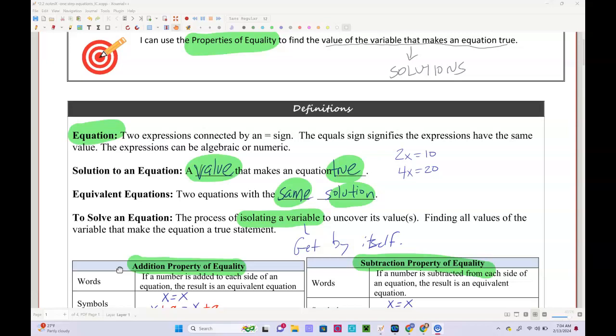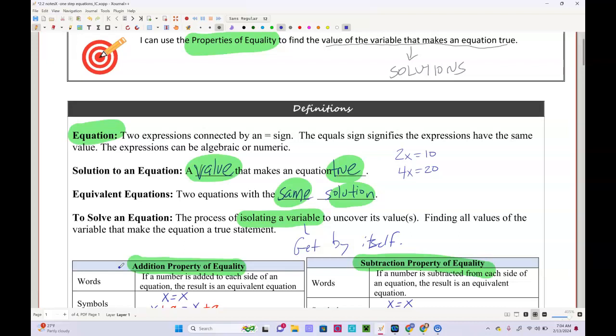Number one is an equation, and we talked about that yesterday. An equation is simply two expressions that are connected by an equal sign. Once you put that equal sign in the middle of two expressions, now we've created a constraint, and now x can be something specific. X can be solvable. Number two, a solution to an equation is a value that makes an equation true. And typically there's only one solution to each linear equation that we'll see.